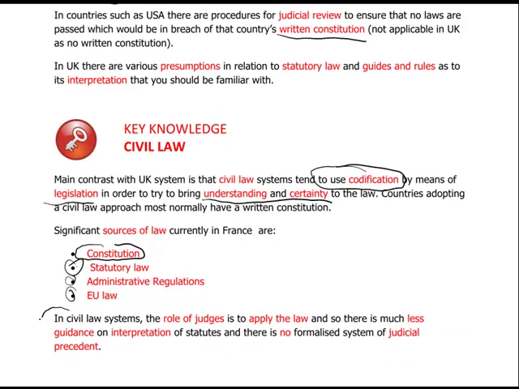Key point, as I've already pointed out, is that in a civil law system, the role of judges is simply to apply the law, not to interpret and make up their decision from their interpretation and knowledge. So therefore there is much less guidance and no formalised system of judicial precedent. So a lower court doesn't have to follow a higher court. They can interpret the law as they see it, by applying it.